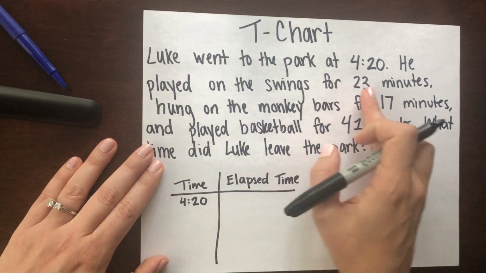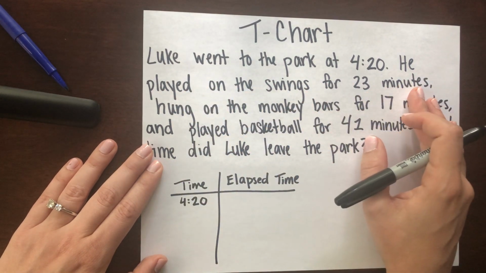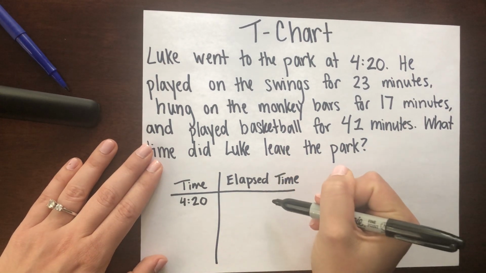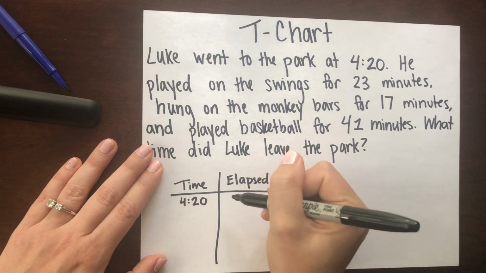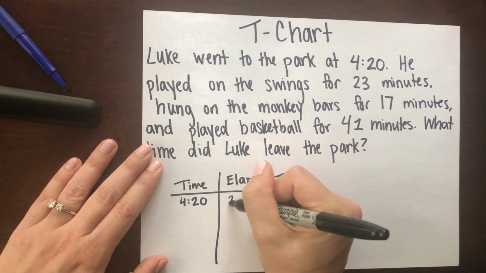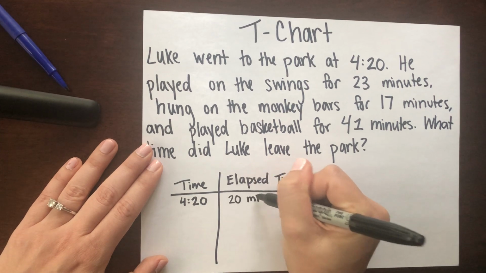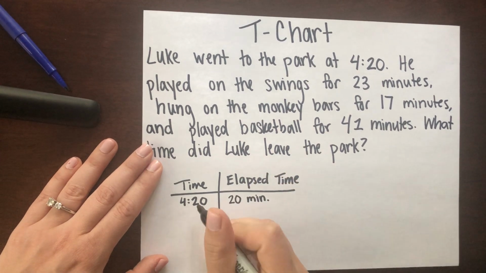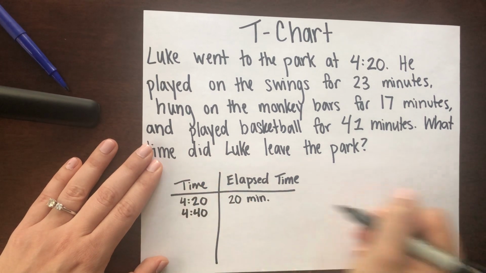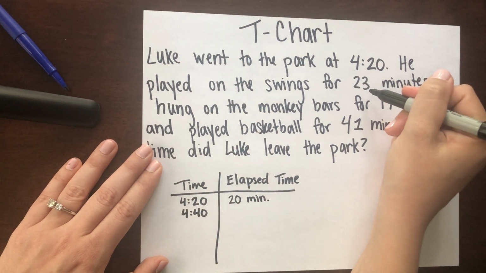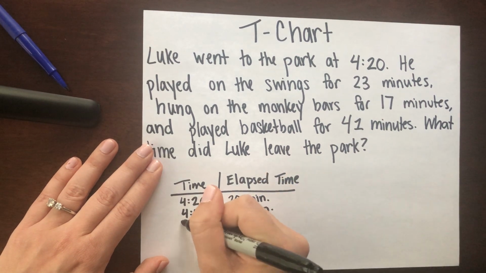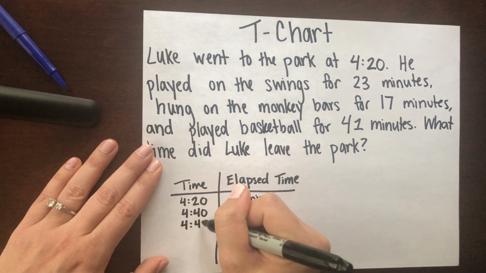He played on the swings for 23 minutes. So you could either write 23 minutes here, or you could do 20 minutes and then 3 minutes. I'm going to do that version first. So I'm going to do 20 minutes. 20 minutes past 4:20 is 4:40. And I'm missing 3 minutes. So I'm going to add 3 minutes here to get me to 4:43.